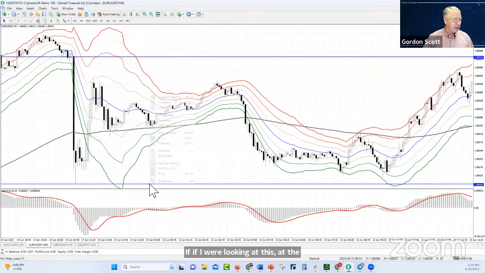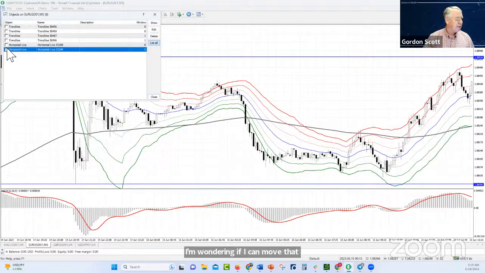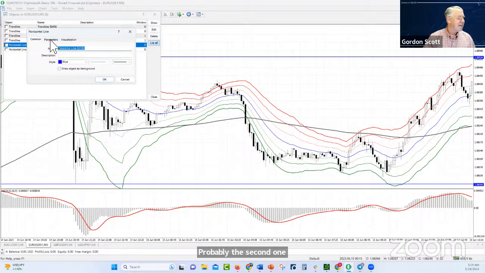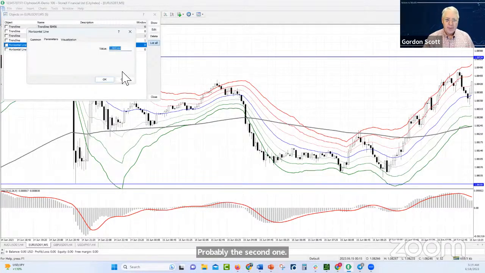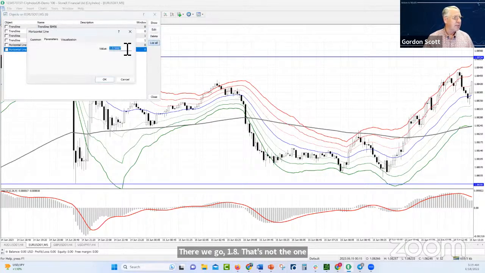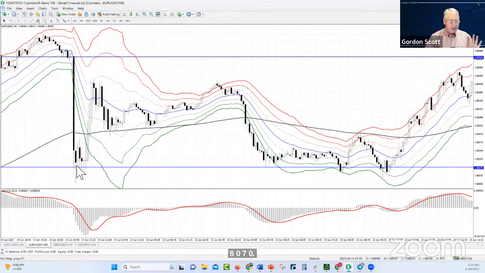If I were looking at this at the 5-minute level, I'm wondering if I can move that. Probably the second one. There we go. That's not the one. This is the one I want. Edit this one. Yeah. Let's move that up to the 5-minute level. Beautiful. All right. It's not exactly the end of the 5 minutes, but it's close enough.